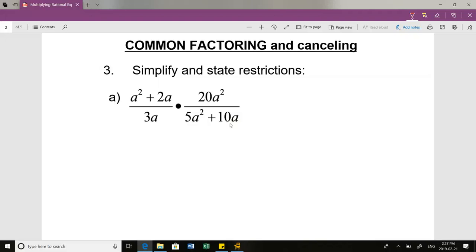Okay, so the first thing that I'm always going to do is factor or common factor. My pen's not working again, so oh, there we go. So always factor or common factor first.